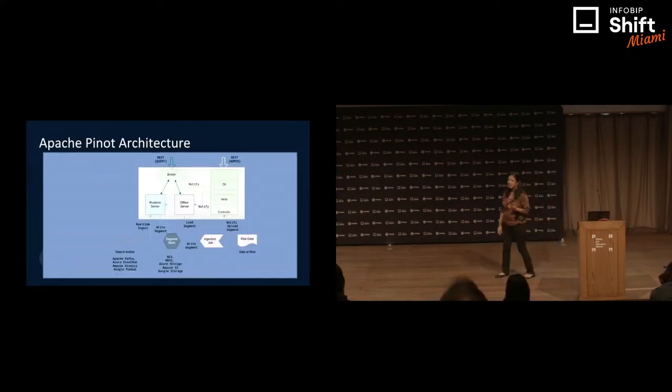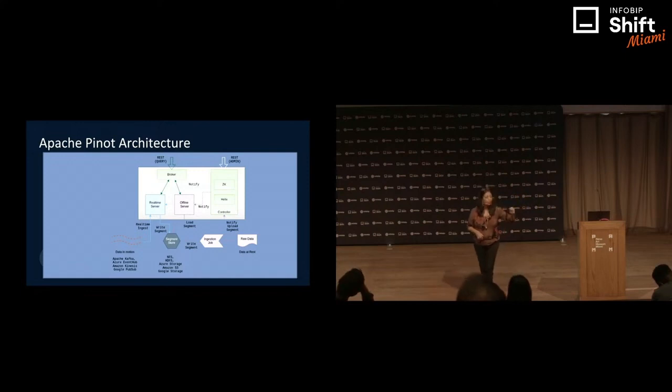So let's talk a little bit about the architecture. One of the challenges we talked about in one of the slides was the shape of the data, and batch versus streaming. There are a lot of really good solutions for time series data that only support stream ingestion. The thing about Pinot is that it does both batch and streaming.